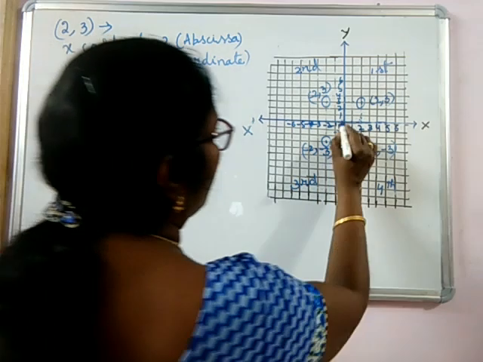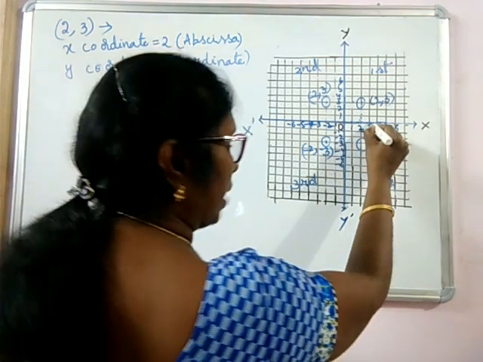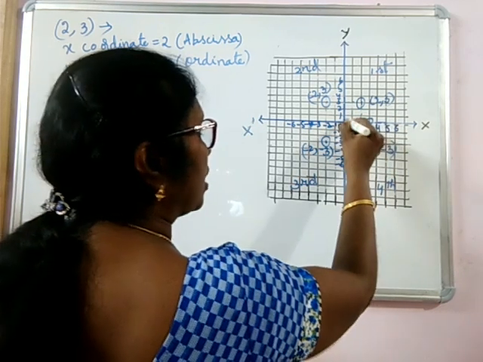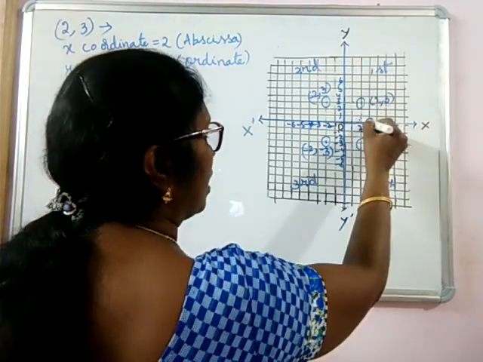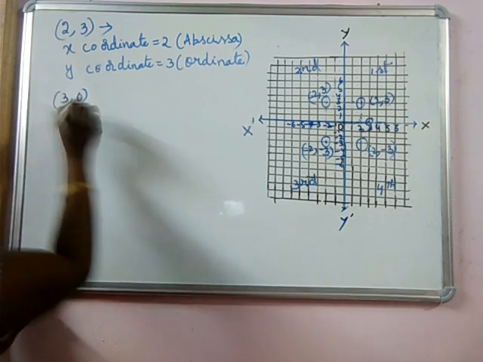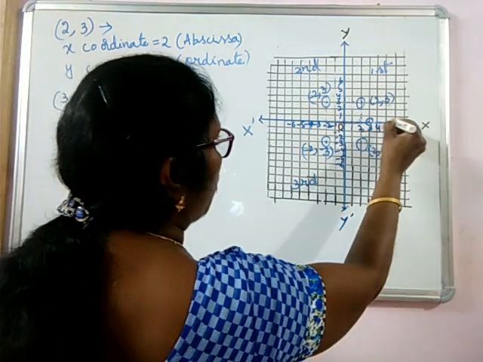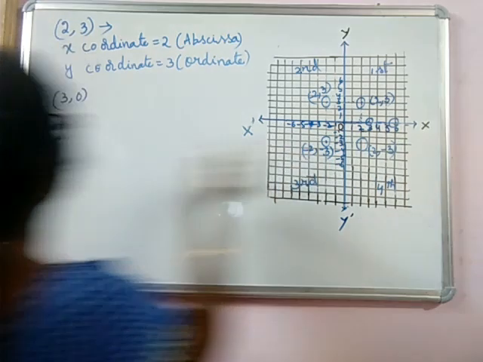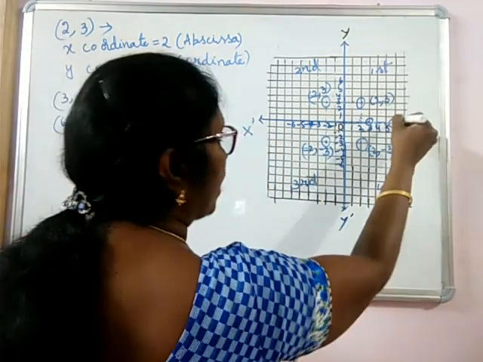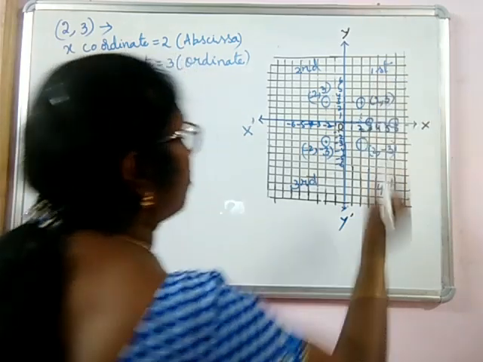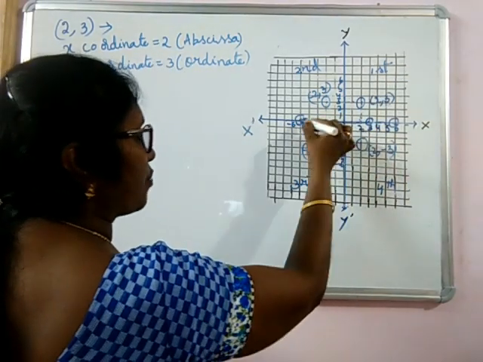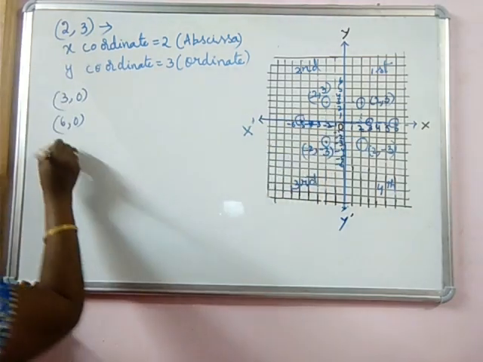Now let me plot a point (3, 0). 3 means x coordinate, 0 is y, 0 means this only. Here 0, 1, 2 y coordinate, (3, 0). Let me plot a point (6, 0). X coordinate is 6. Y coordinate 0 means no need to move there. (-5, 0).